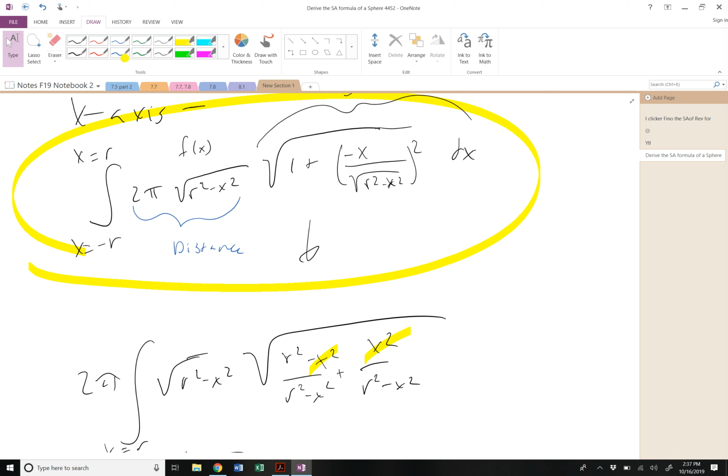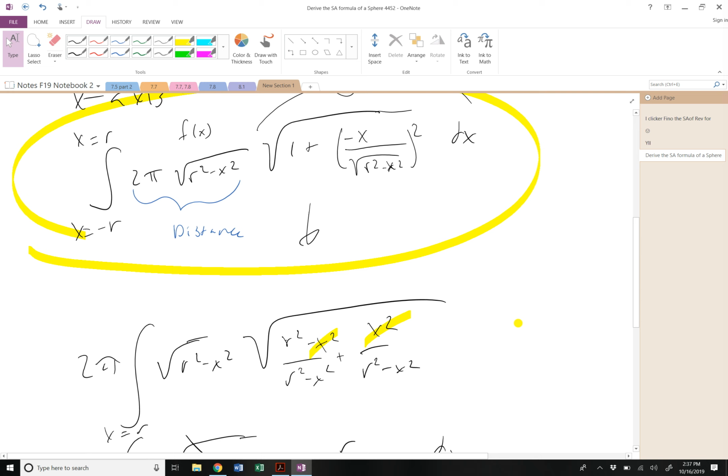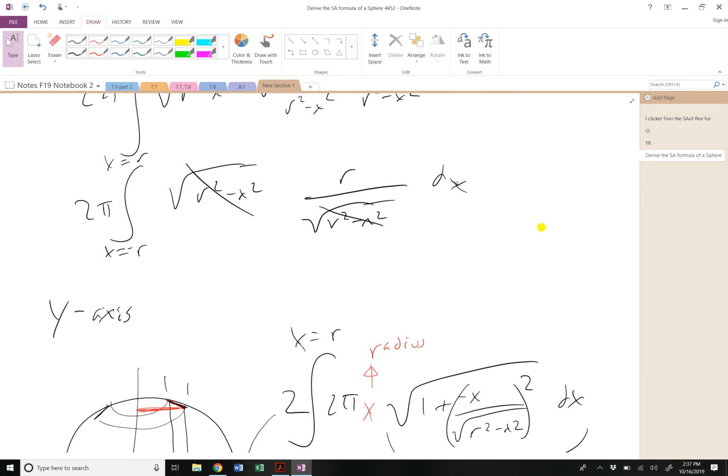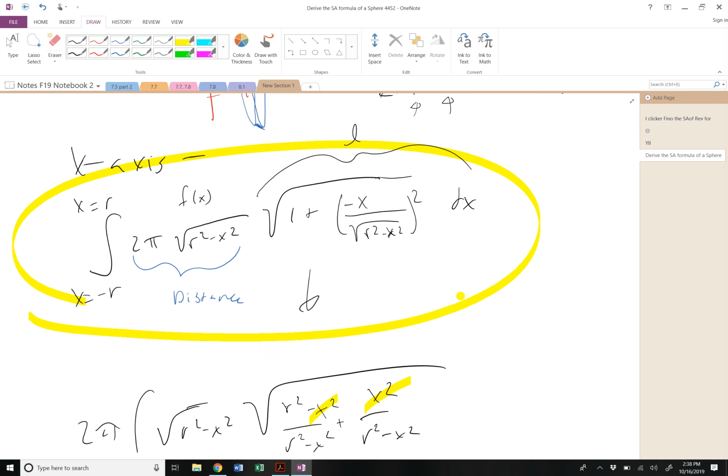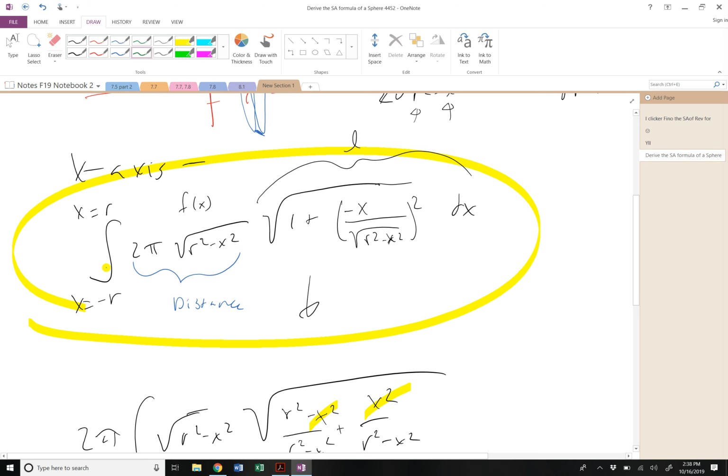But here this kind of lost my negative, kind of got there. Yeah. So for the x-axis, it's negative r to r, or you can go 0 to r if you multiply it by 2, because it's symmetric.